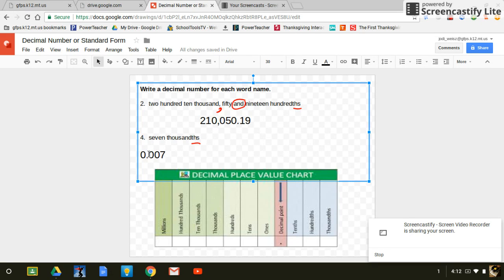That would read as, while we have some significant zeros holding place values here, just 7 thousandths because it is in the thousandths position. That is how you write the number 7 thousandths in standard form, also known as decimal form. Those are your answers for problems number 2 and 4 on the math homework for this week.